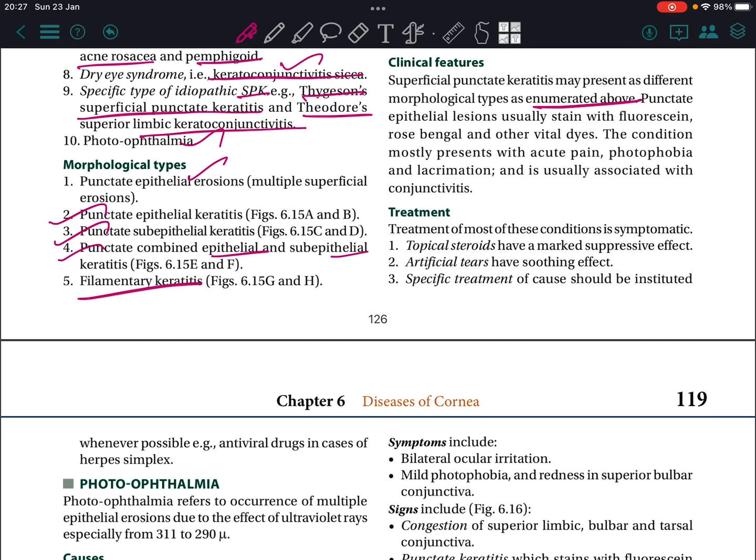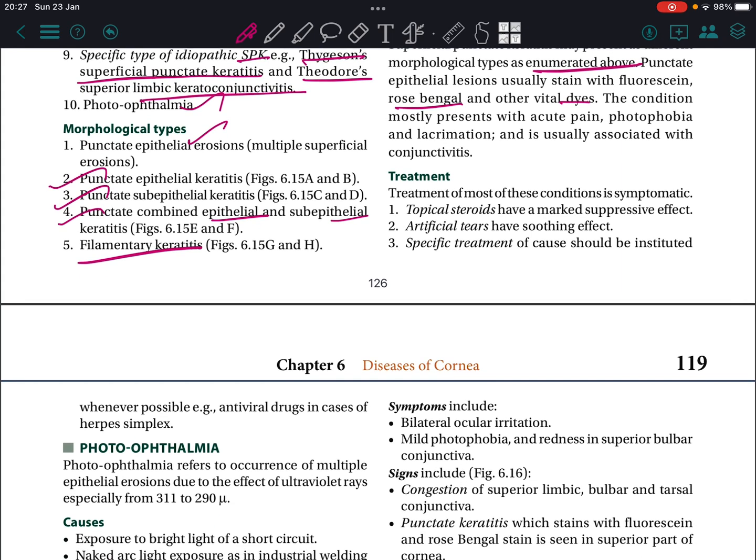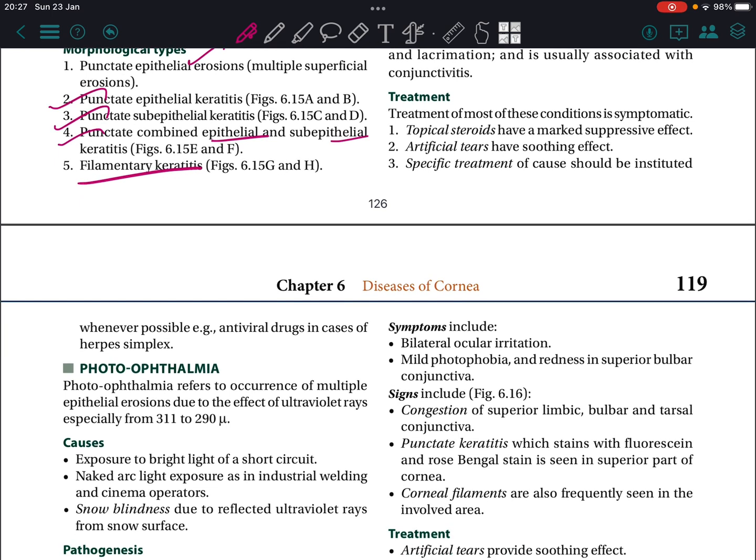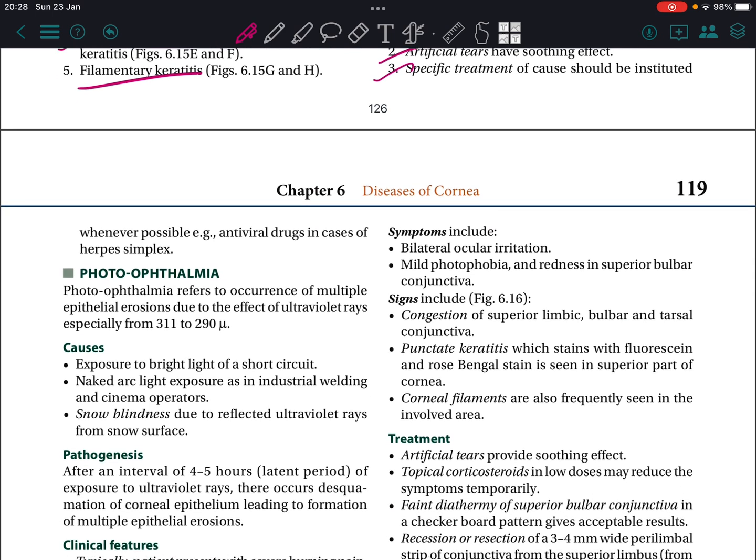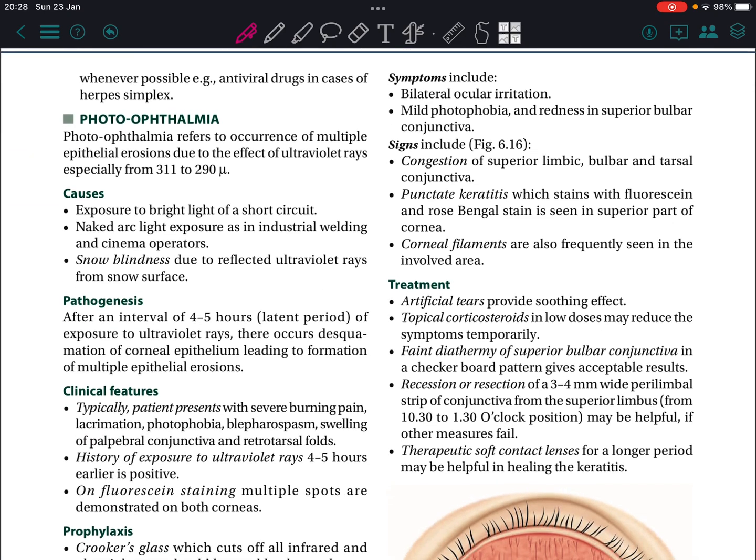Punctate epithelial lesions usually stain with fluorescein, rose bengal, other vital stains. The condition mostly presents with acute pain, photophobia, lacrimation, usually associated with conjunctivitis. Treatment of most of these conditions is symptomatic. Topical steroids have a marked suppressive effect. Artificial tears have a soothing effect. Specific treatment of the cause should be instituted whenever possible, for example antiviral drugs in case of herpes simplex.